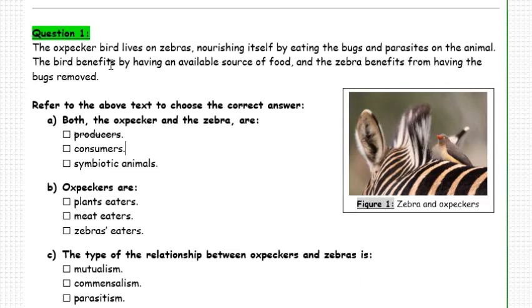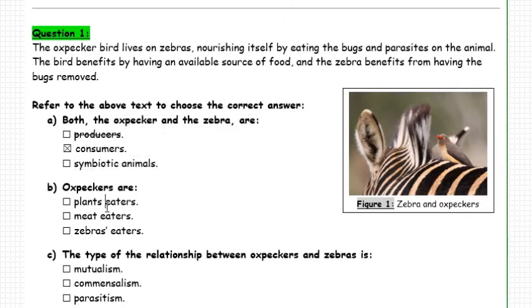What about the zebra? As you all know, zebras feed on plants, on herbs. So yes, they eat plants, so they are consumers. So this is the correct answer. They are not symbiotic animals, since they don't need each other to find food.